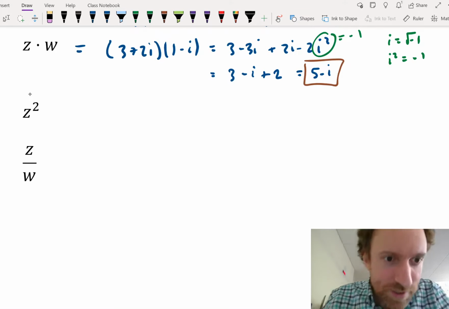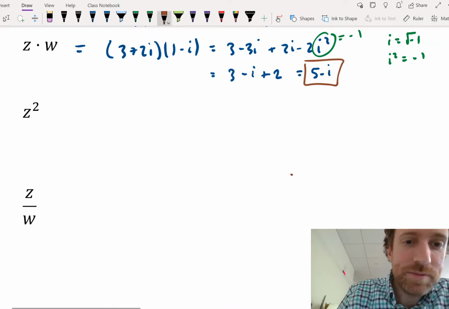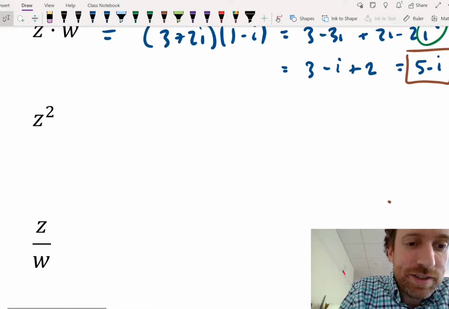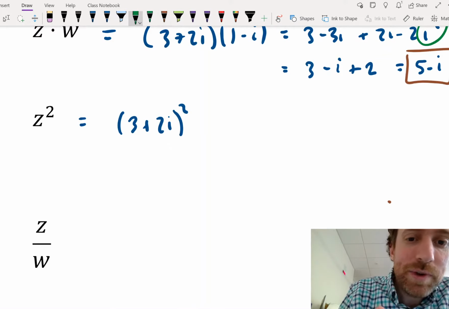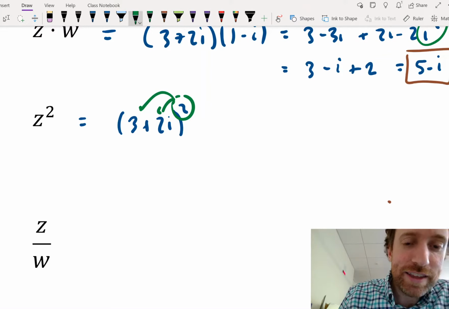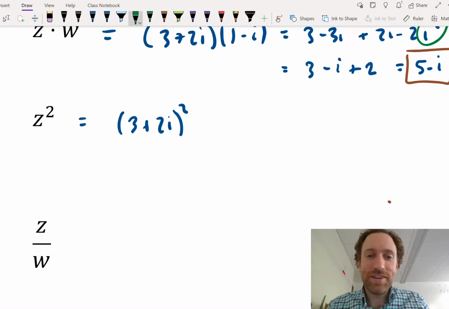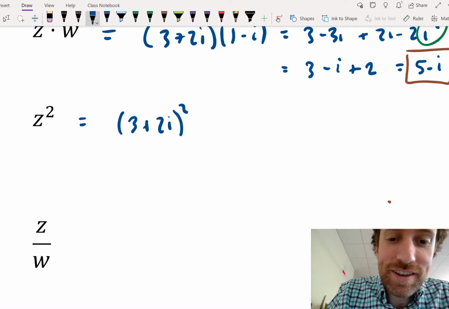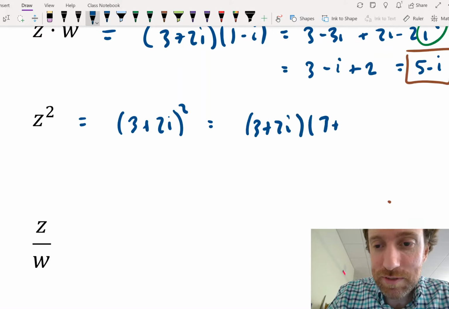If you can do z times w, then you can do z squared, because z squared is simply z times z. So if you write it out, z squared is 3 plus 2i, squared. By the way, if you distribute this power like that and that, you're fired. I'm going to call the math police, because that is a giant no-no. That's not how exponents work. Squared means times itself, so 3 plus 2i times 3 plus 2i.